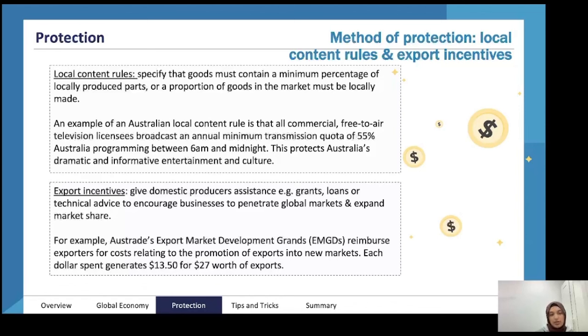So, for example, Austrade's export market development grants reimburse exporters for costs relating to the promotion of exports into new markets. So each dollar spent generates approximately $13.50 worth of exports. So again, another great example of an export incentive. So this is another method of protection, right? This idea that you want to provide domestic assistance, whether that be through a grant or a loan or just even advice, to see how these businesses can compete internationally and gain market share.